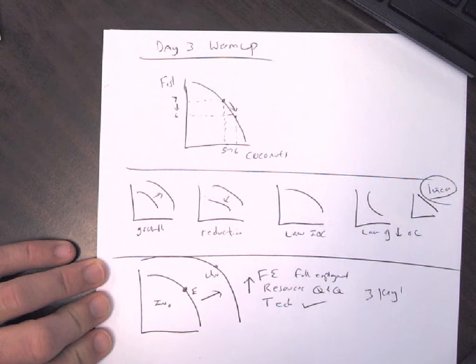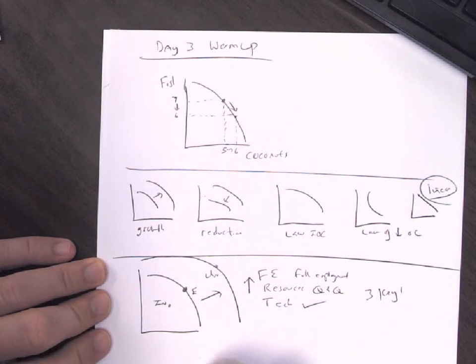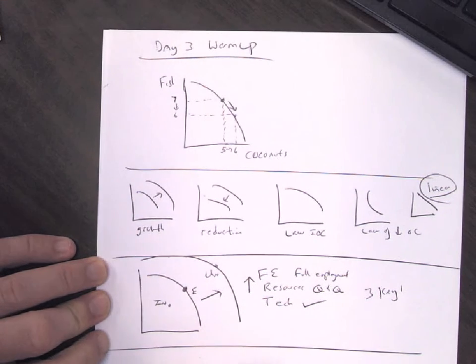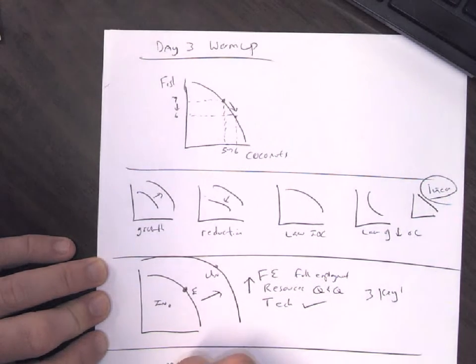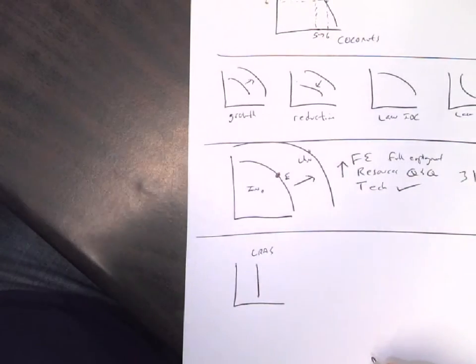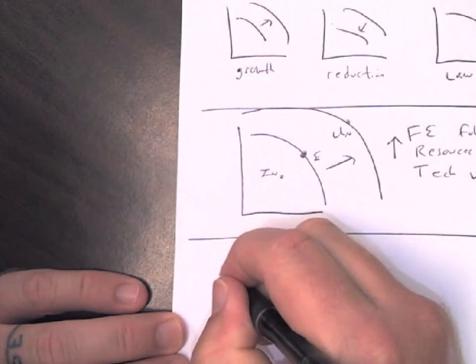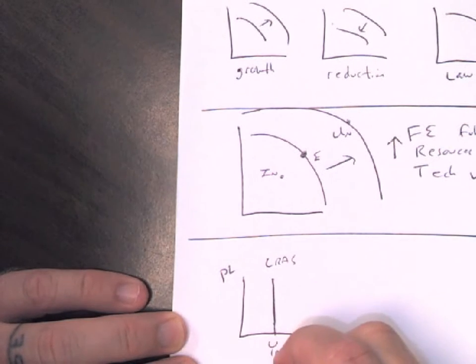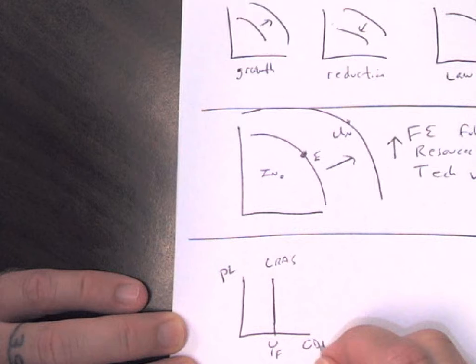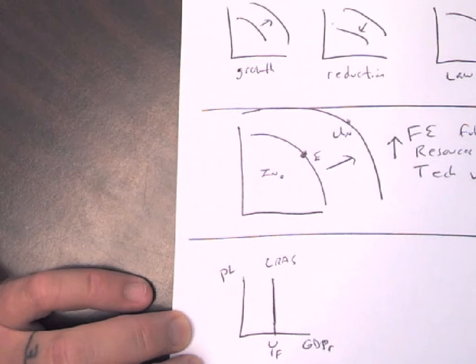Draw the long-run aggregate supply and show economic growth just like we did in one of our 5 PPCs. So now we have our long-run aggregate supply that's vertical. We have our full employment and our real GDP. Got all those right there.